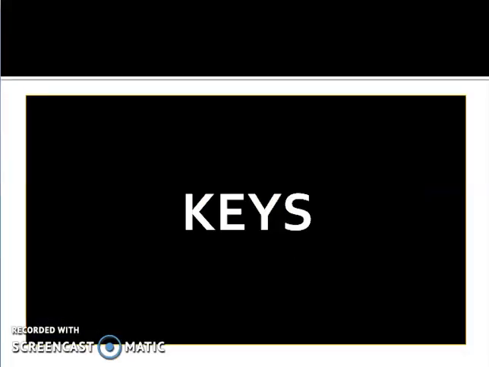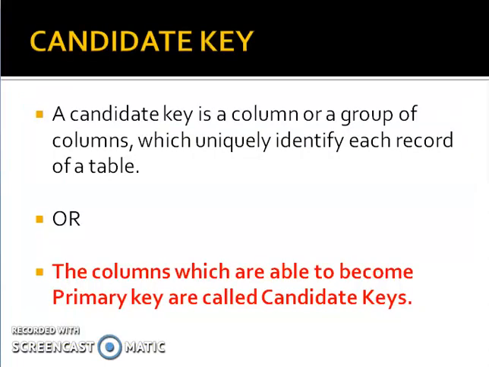So what are the keys? We are having 4 types of keys in SQL. One is primary key, the second one is candidate keys, the third one is alternate keys, and the fourth one is foreign key. So we'll be seeing the keys line by line.